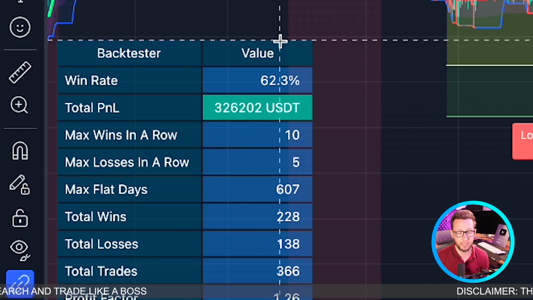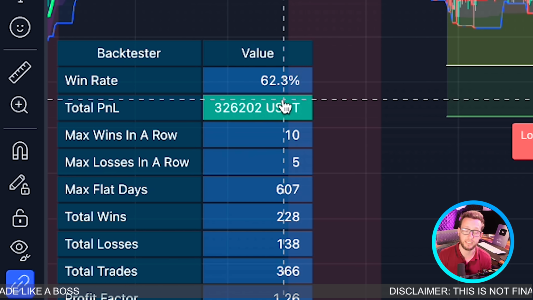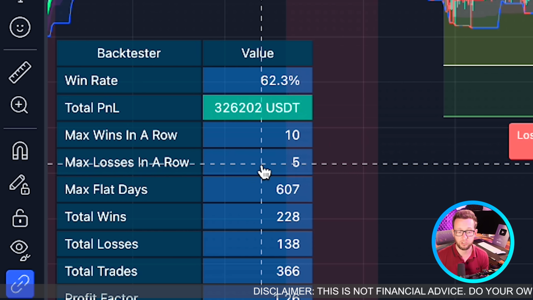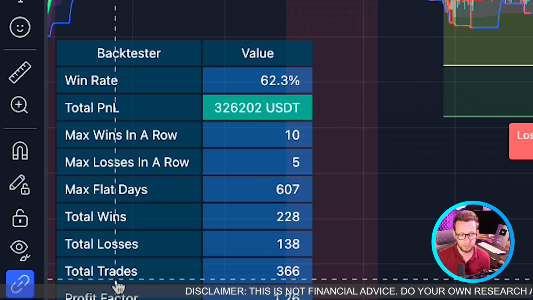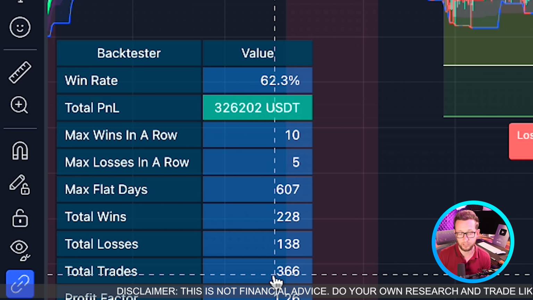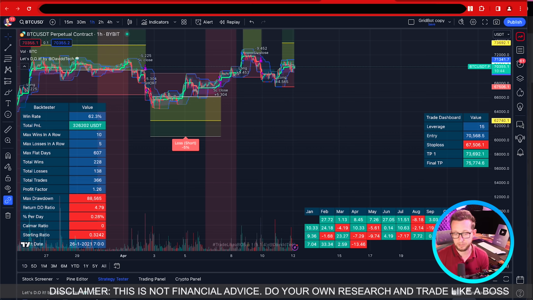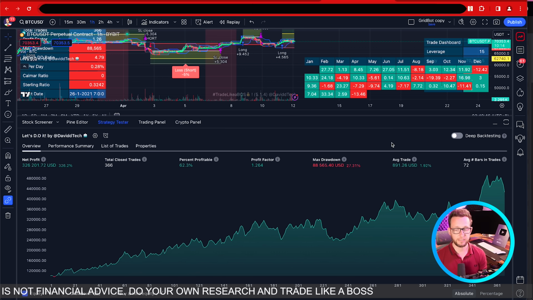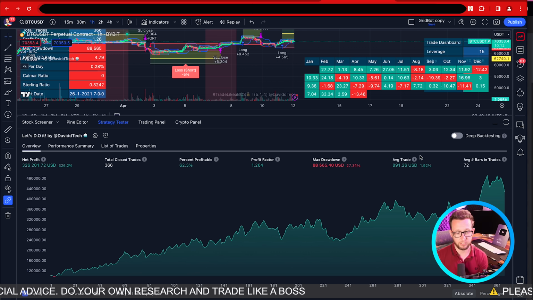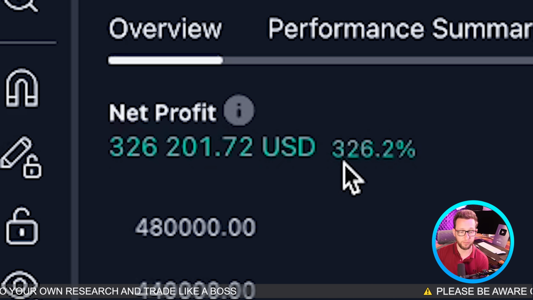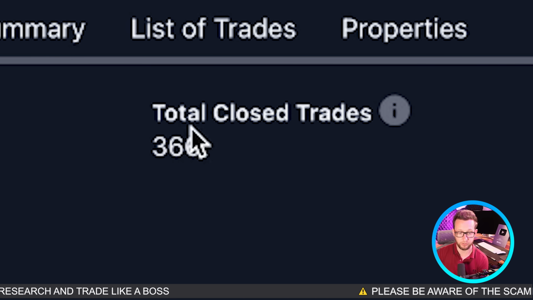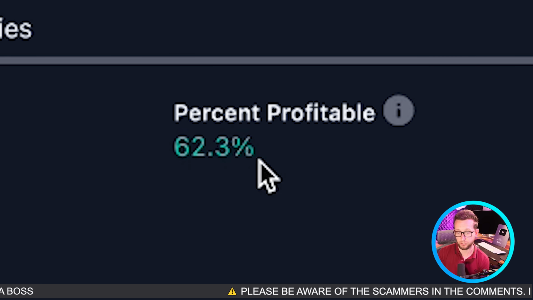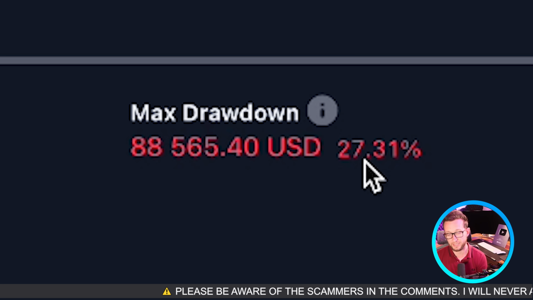As you can see, the backtesting results have given us a win rate of 62%. Max wins in a row were 10, max losses in a row were 5, and we had a total number of trades of 366. Let's pull up that equity curve and see how well it's done on the deep backtesting results. Right, on the short period of backtesting results, we have a net profit of 326%. We've closed 366 trades. Win rate, as I said earlier, was 62%. Our drawdown was 27%.